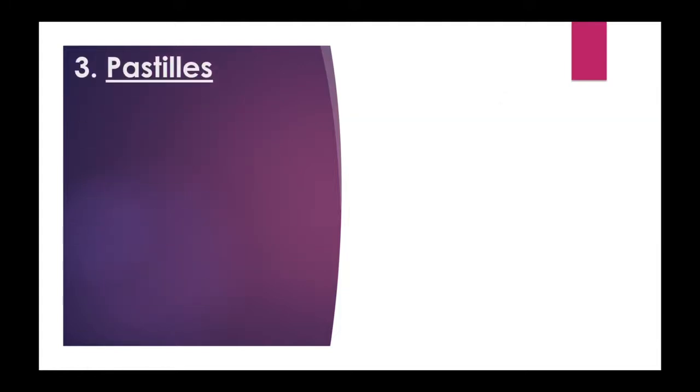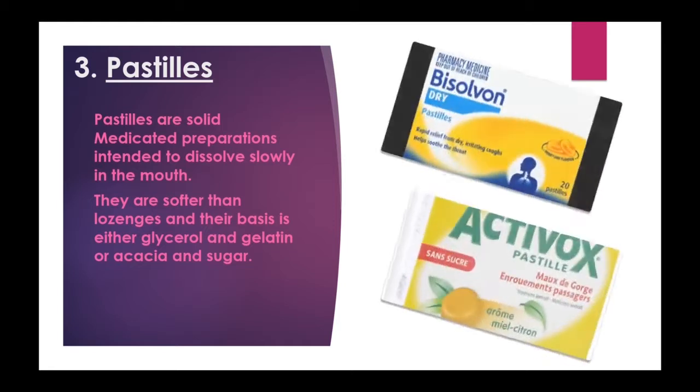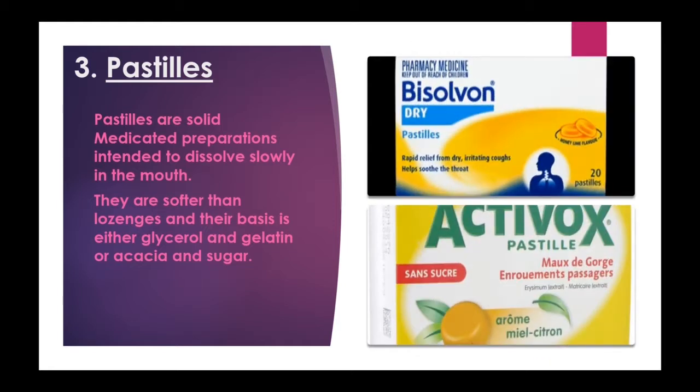Next dispensed preparation is pastilles. Pastilles are solid medicated preparations intended to dissolve slowly in the mouth. They are softer than lozenges and their basis is either glycerol and gelatin or acacia and sugar. Friends, let's see examples. Bisolvone dry pastilles and Activox pastille. It is used to enhance cognitive function and brain health. It acts as a neuroprotective and hence is used in case of stroke or brain attacks to improve brain health. These were the uses of pastilles.